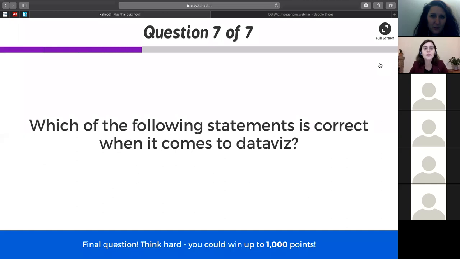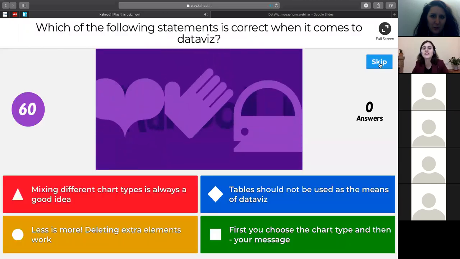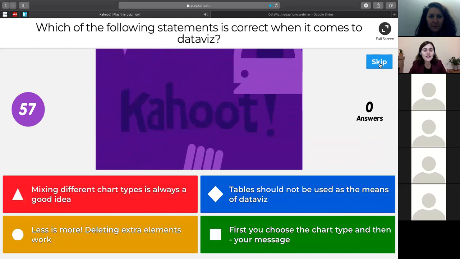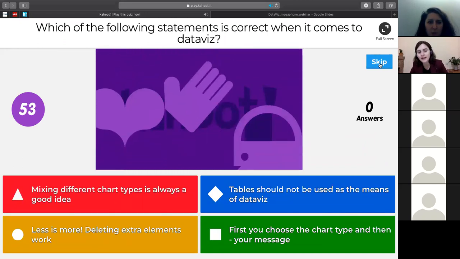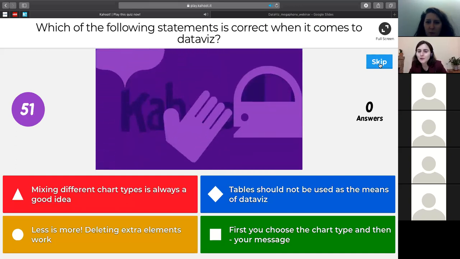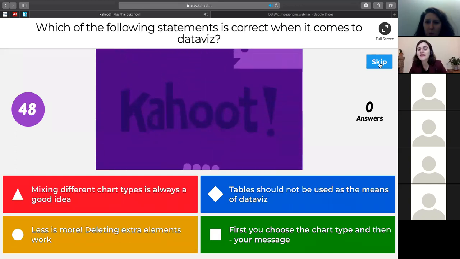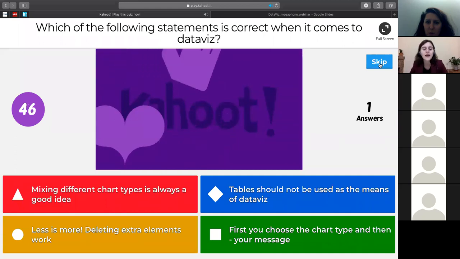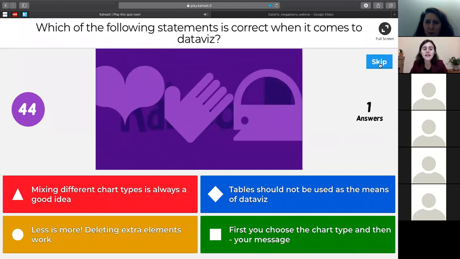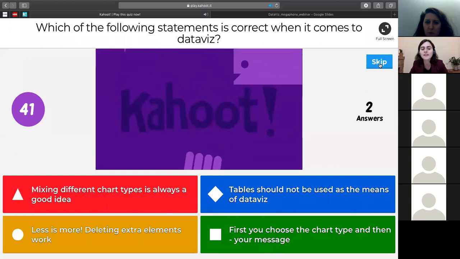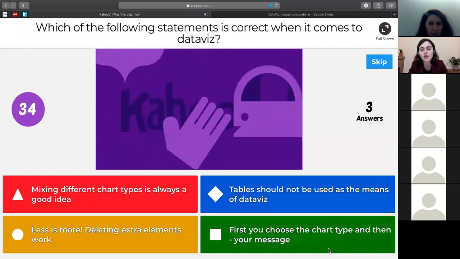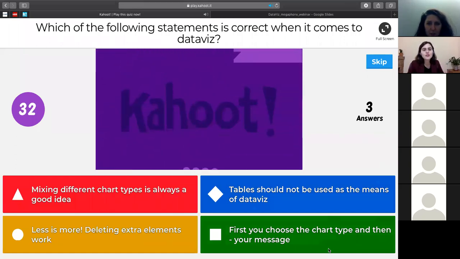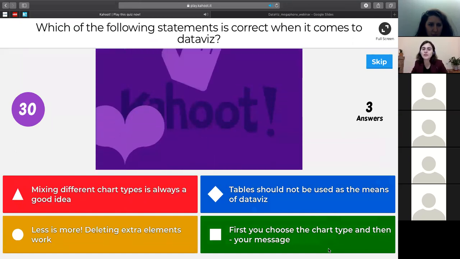Okay, the last question. Which of the following statements is correct when it comes to data visualization? The red answer is mixing different chart types is always a good idea. The blue answer is tables should not be used as the means of data visualization. The orange is less is more. Deleting extra elements works. And the green answer is first you choose the chart type and then your message.